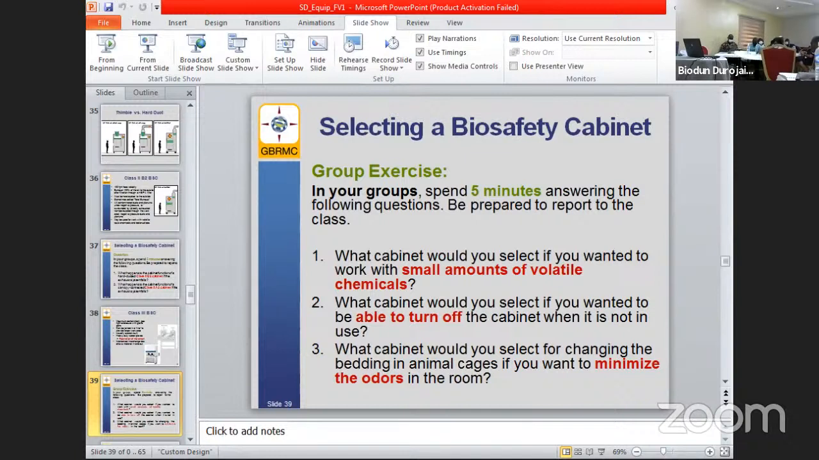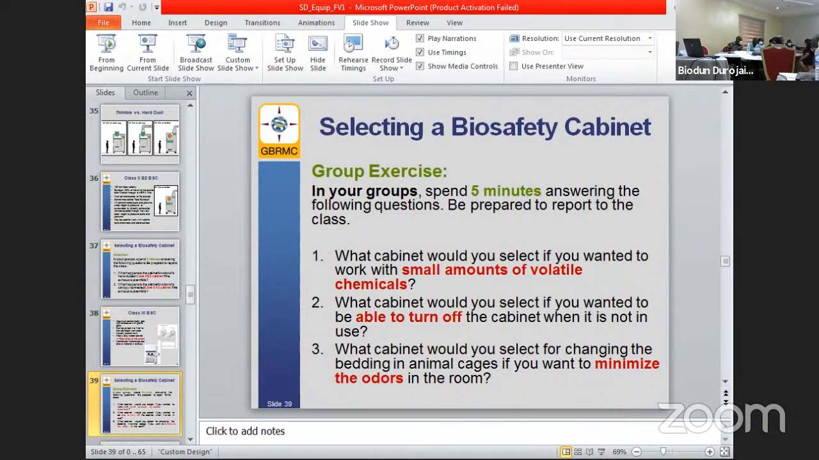The ayes have it. What cabinet will you select for changing the bedding in animal cages if you want to minimize the odors in the room? 2B2. Why would you choose 2B2? Exhausted. Let us think through. When you're changing beddings in animal cages, what happens? What do you generate? Aerosol. If you want to minimize the odors in the room, as you're changing it, you're generating aerosols, and then an odor is coming out, and you want to minimize it.